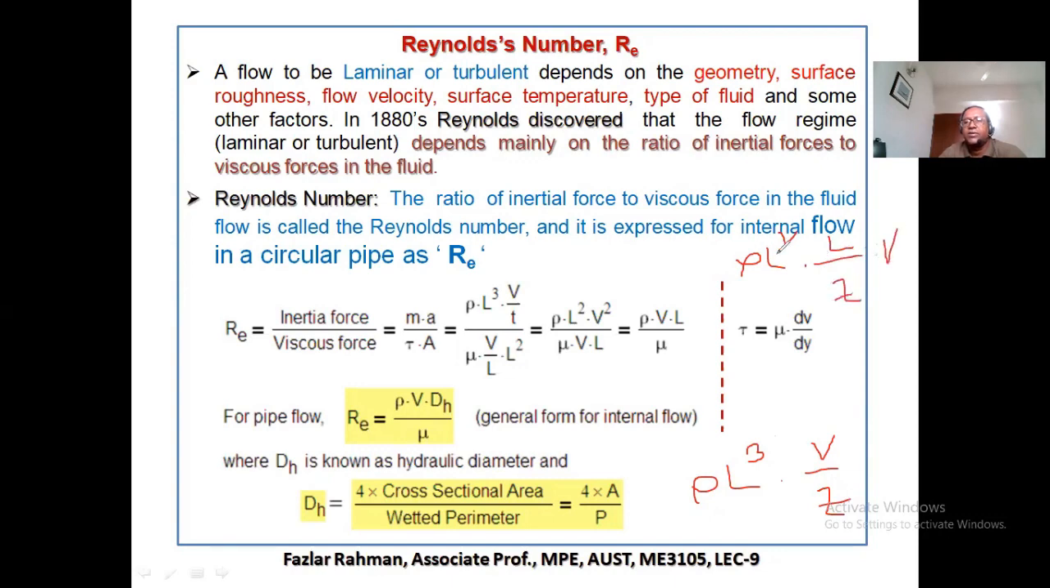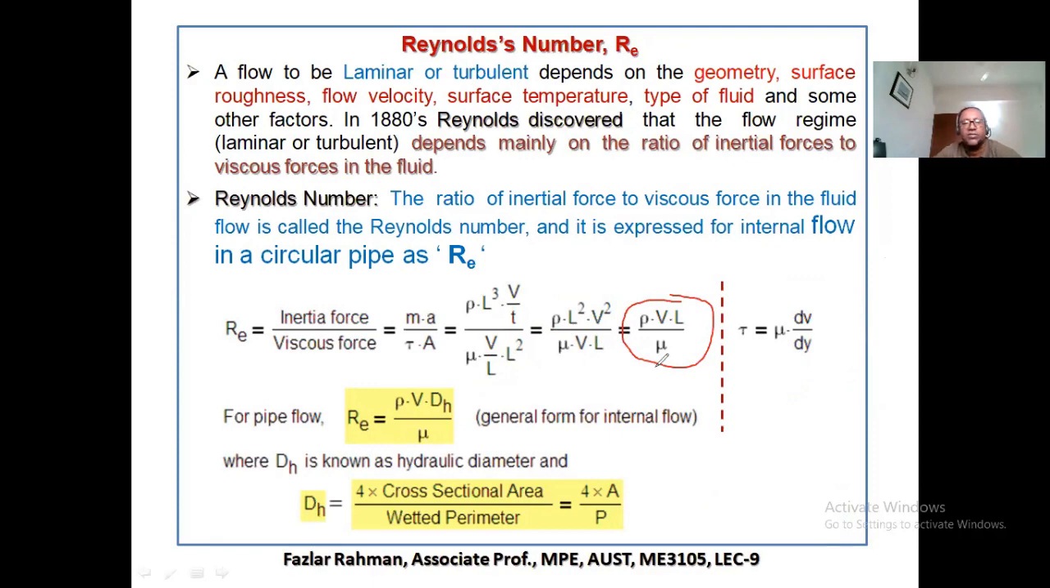What is my L by T? Distance divided by time. That is also velocity. So at the top, we are getting rho V squared L squared, right over here. And at the bottom, we get rho V L. Now you simplify it, and finally you get this term. So Reynolds number equals rho V L divided by mu.